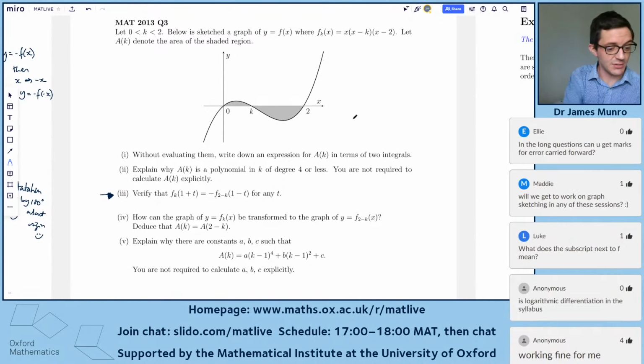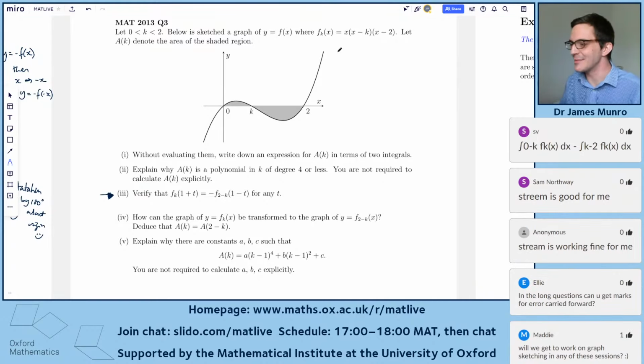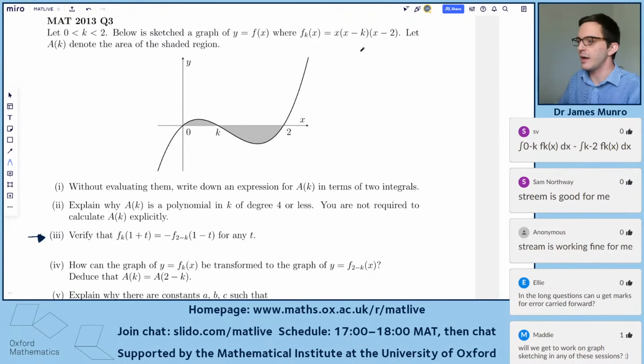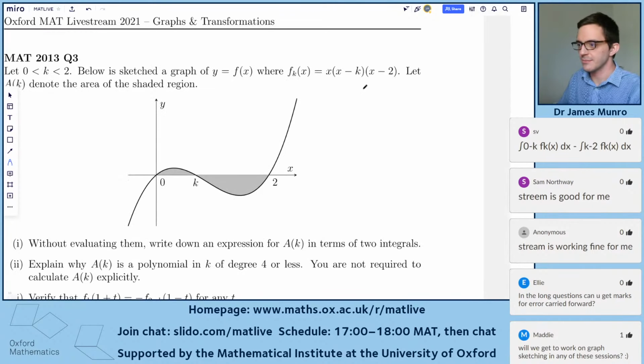And Ellie asks about error carried forwards, which is a thing in the long questions. We do error carried forwards. Okay, good, right, okay. SV is off and away using some sort of calculator, some sort of keyboard that can type in integral signs. That's very exciting. I would like to go over here and look at the top of the question where there's a definition of what this is.